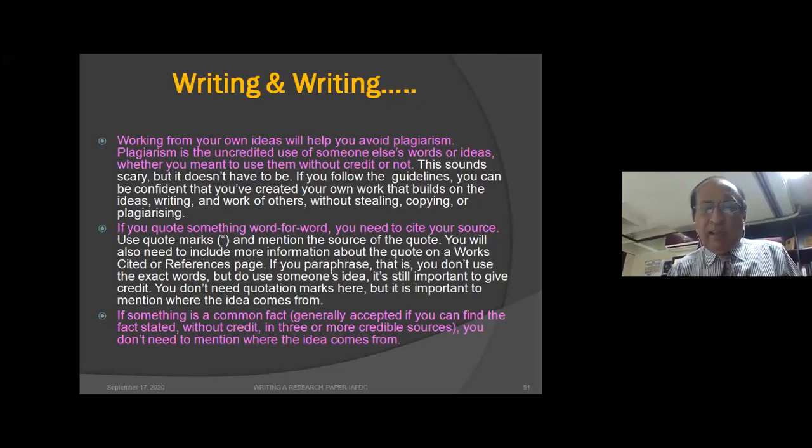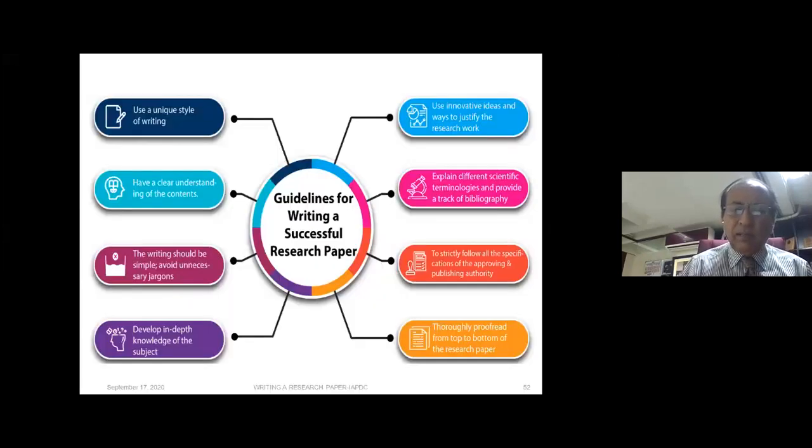Here you see, this author has given 8 points for writing a successful research paper. Now, I've been talking about writing a good paper, then I changed the terminology from good to carefully written paper. Here, now he's using the word successful research paper. Successful means the one which has been accepted in the conference or in the journal. So that is a successful paper. If it is rejected, then it is a rejected or unsuccessful paper.